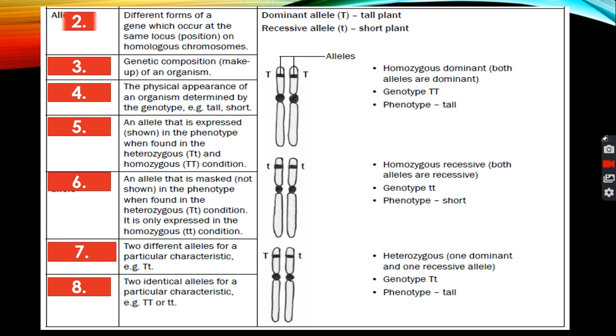And then let us look at the second one, alleles. Now, what are alleles? Alleles are different forms of a gene which occur at the same position on a homologous chromosomes or at the same locus.